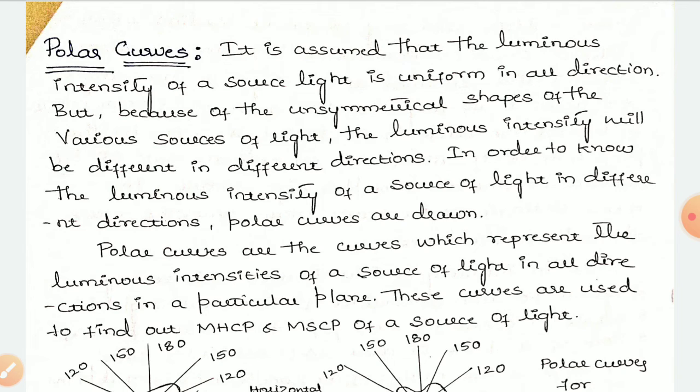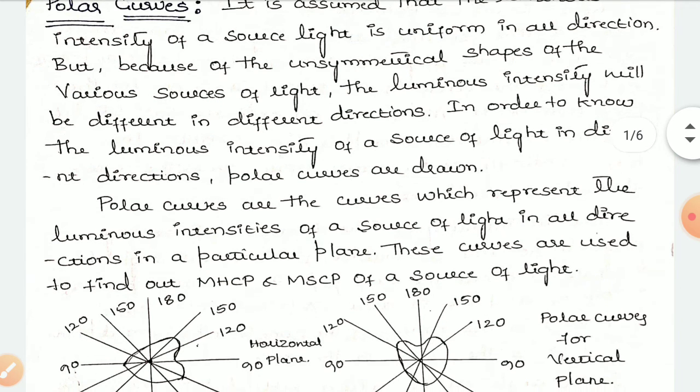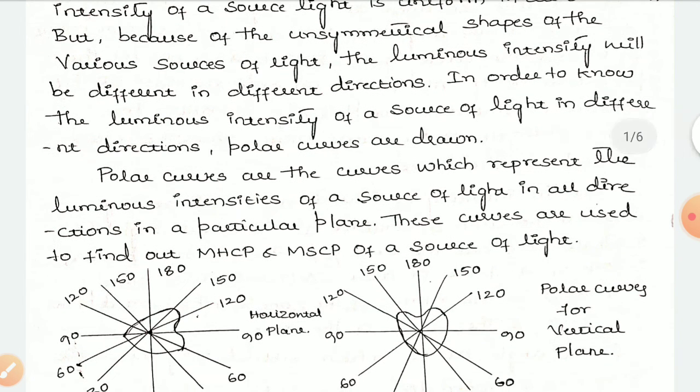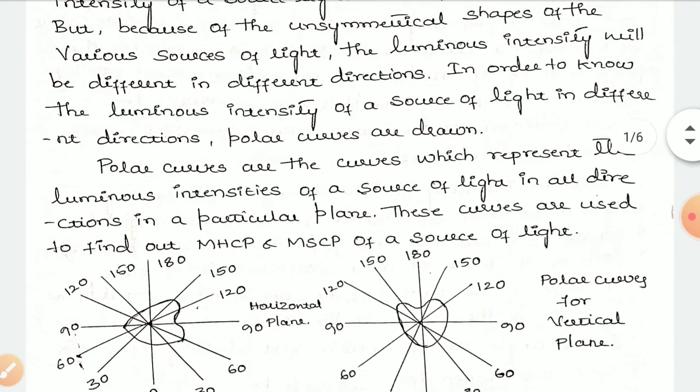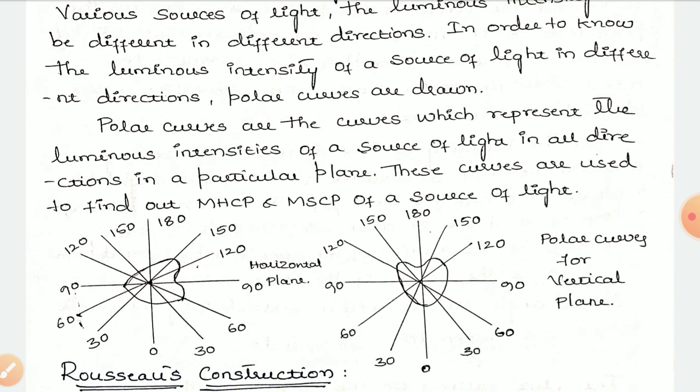You may get questions like: what is the significance of drawing the polar curves, and explain the horizontal and vertical polar curves using the Russian's criterion. In that case, you first have to state the significance of polar curves. The significance is to measure the candle power in all directions in a particular plane. The polar curves represent the luminous intensity of a source of light in all directions in a particular plane.